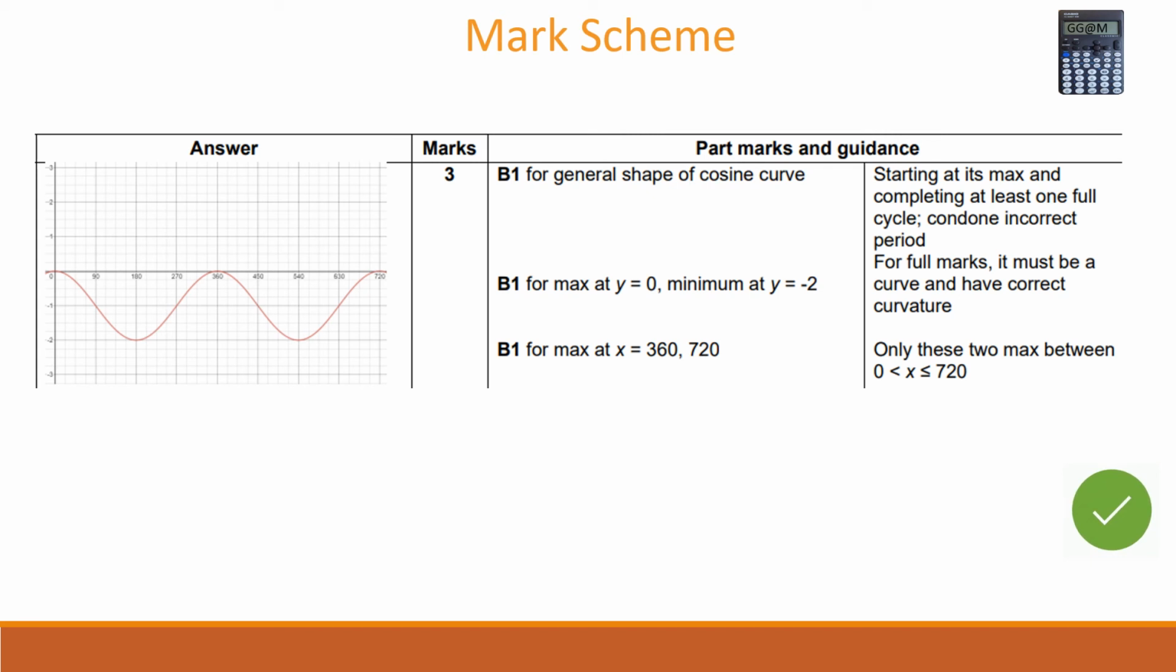The mark scheme on this question shows there are 3 marks. B1 is a method mark for showing the shape of the curve. Another B1 for showing that the minimum was at -2 and the maximum was at 0. And the third mark for the maximum points at 360 and 720 on your x-axis. So this is the shape of the graph that you should be drawing.